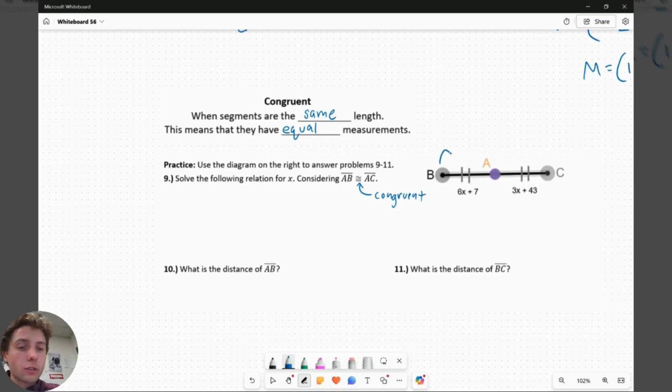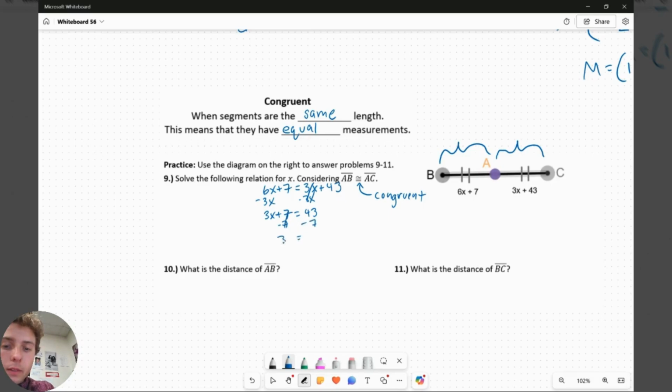They tell us that these 2 segments, AB, is congruent to AC. They have the same measurement. So if I have the measurement 6x plus 7, it is equal with 3x plus 43. We could solve that real quick, getting the variables on the same side. We could start to move the other values away. So 3x equals 36. Divide the 3 over, and now you have a value for x. That makes it so that these two parts are equal.